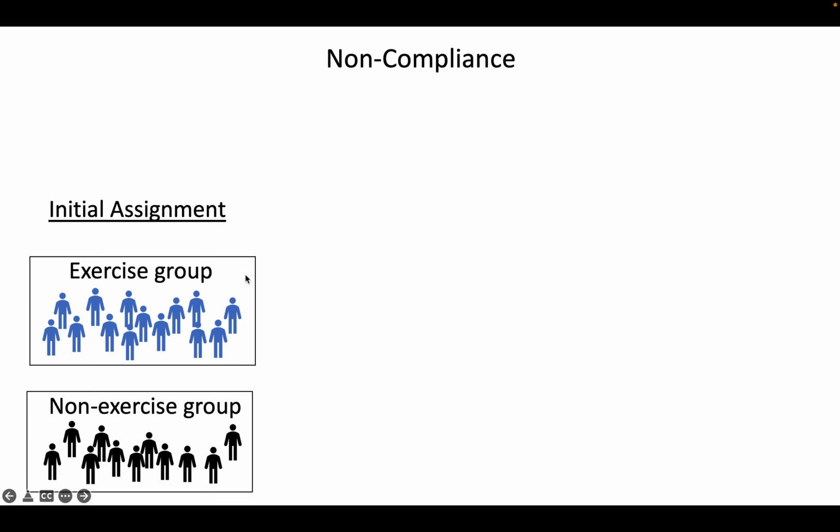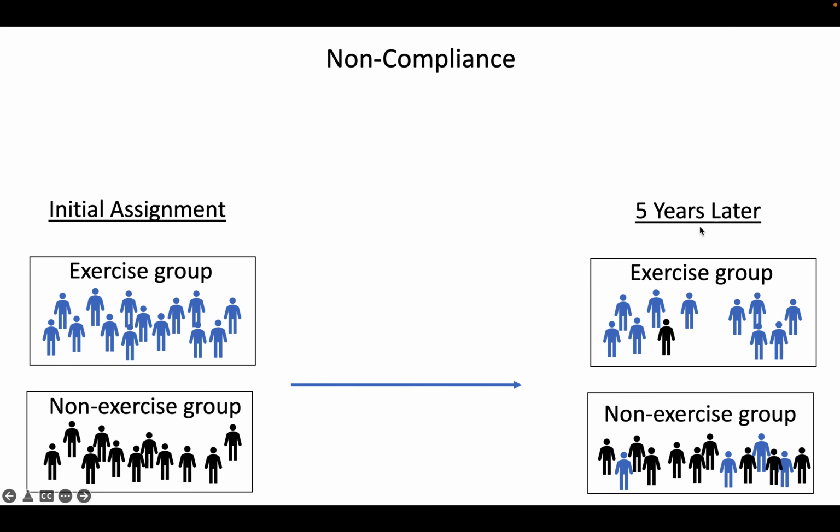So just following that example before, we have the exercise group and the non-exercise group. This is what they were initially assigned. And 5 years later, we see that 4 people from the exercise group now aren't exercising, and 1 person from the non-exercise group is. So how do we handle that, basically?